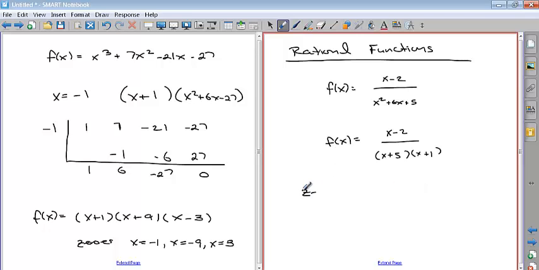So the zeros: set the numerator equal to 0. 0 equals x minus 2, x equals 2. So my zero is going to be at 2 comma 0. The function will be 0 when the numerator is 0, and that happens when x equals 2. Okay.